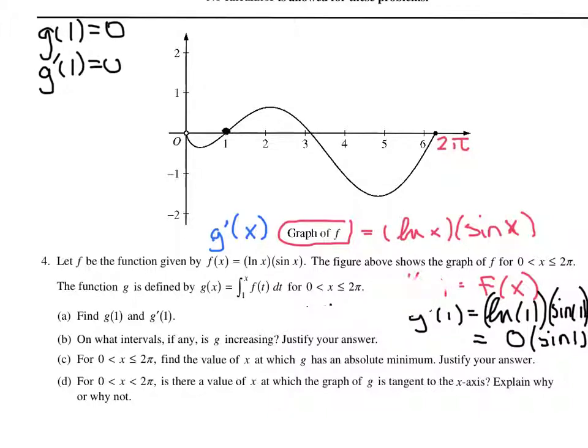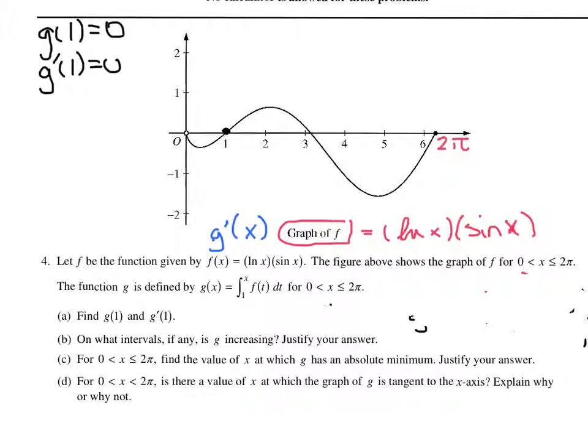Okay, so part B says, on what intervals, if any, is g increasing? Well, in order to decide whether a function is increasing, we look at its derivative, right? So we want to look at the derivative of g and see when it is positive. So this graph is the graph of the derivative of g. And we notice that in this interval here, g prime of x is positive. So therefore, g is increasing. It looks like it's between 1 and pi. But how could we verify those zeros?